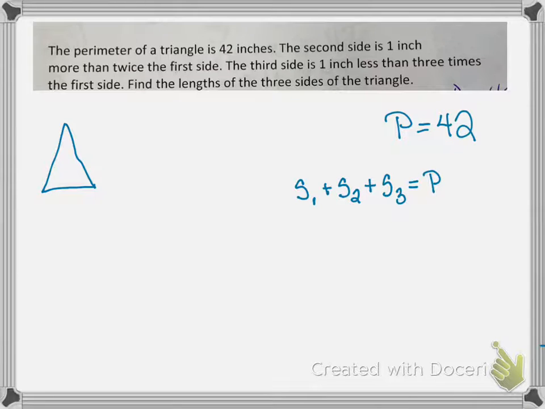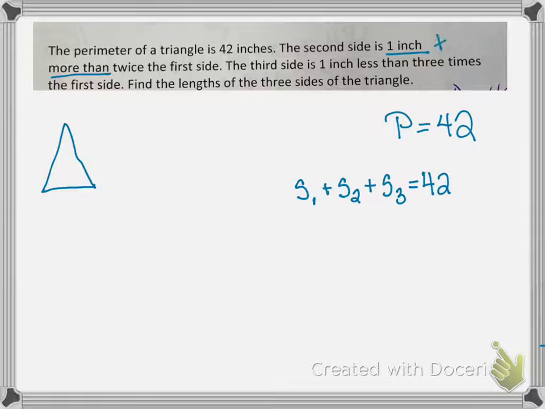So I'm going to take away my P, and what am I going to put there instead? 42. Excellent. So I've got 42. Now, the second side is 1 inch. I want you to write 1 inch. Or, I'm sorry, 1 inch more than. I guess I probably should give you that. How do I write 1 inch more than? Plus 1.